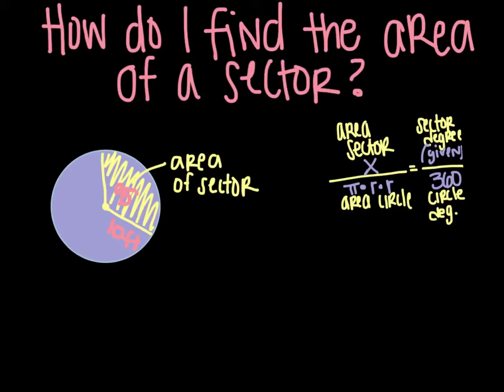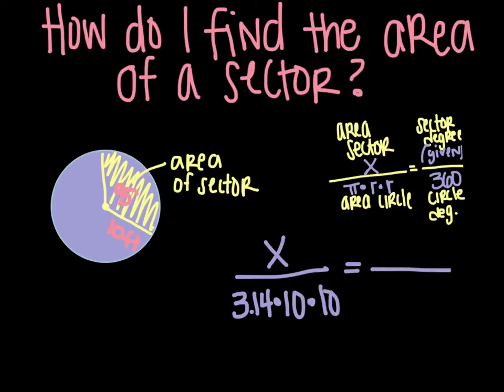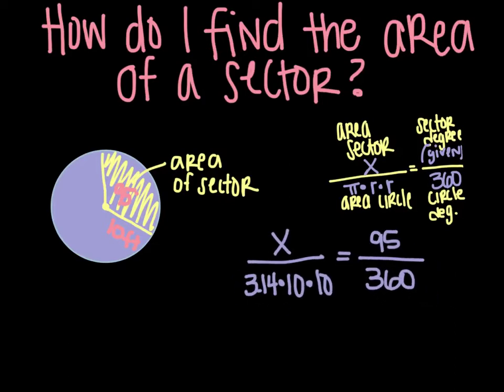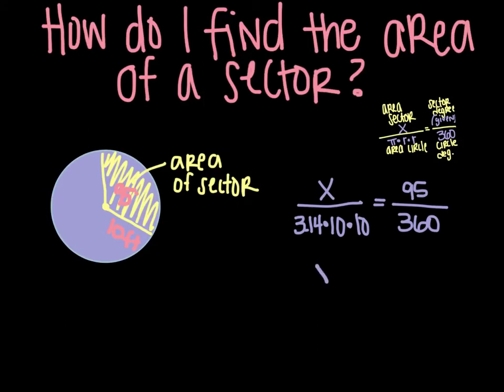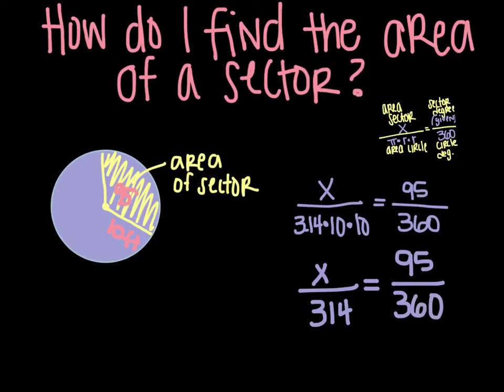And so here we go. Area of the sector, that's what we're trying to find, so that's going to stay x over. Area of the circle is going to be pi, 3.14, times my radius, which is 10, times 10. Equals sector degree, that is given, that's 95 degrees over 360. From there, I can simplify this down a little bit further and do a little bit of math here. 3.14 times 10 times 10, that's going to give me 314, equals 95 over 360.